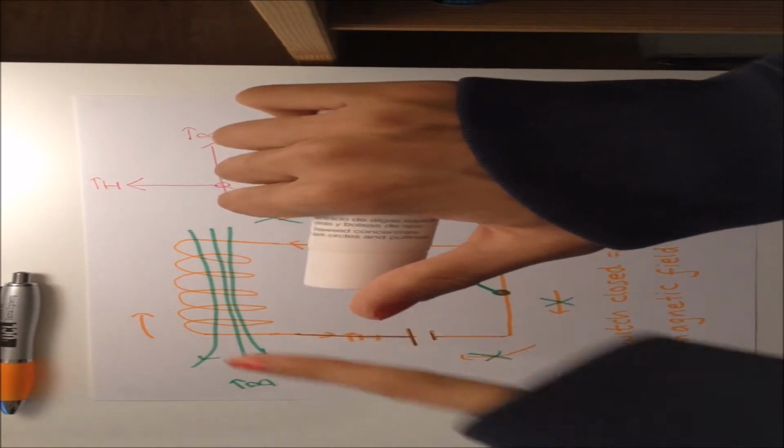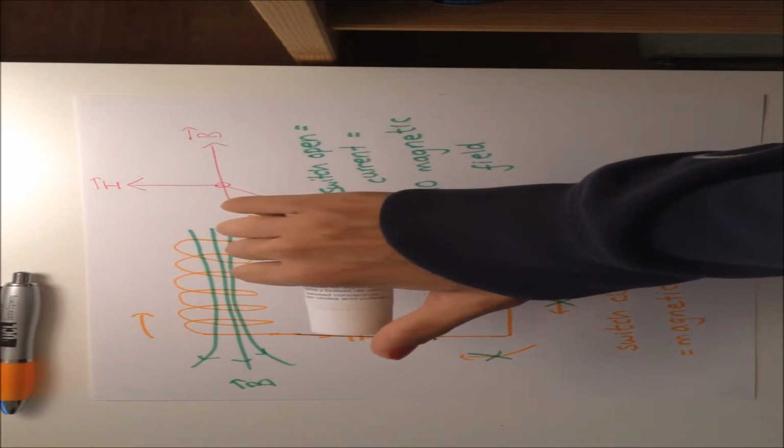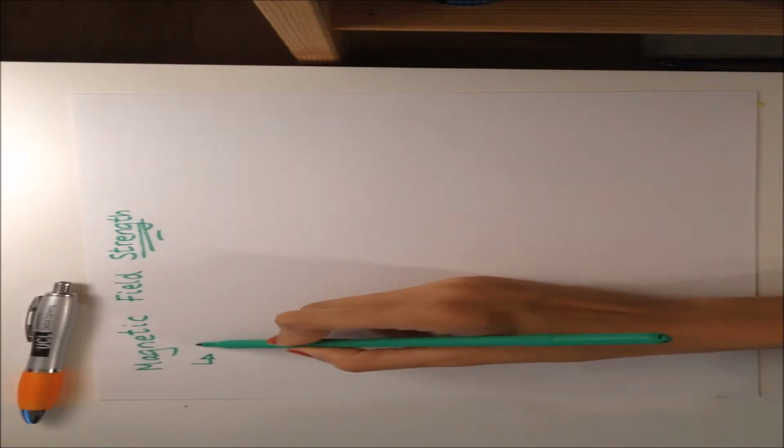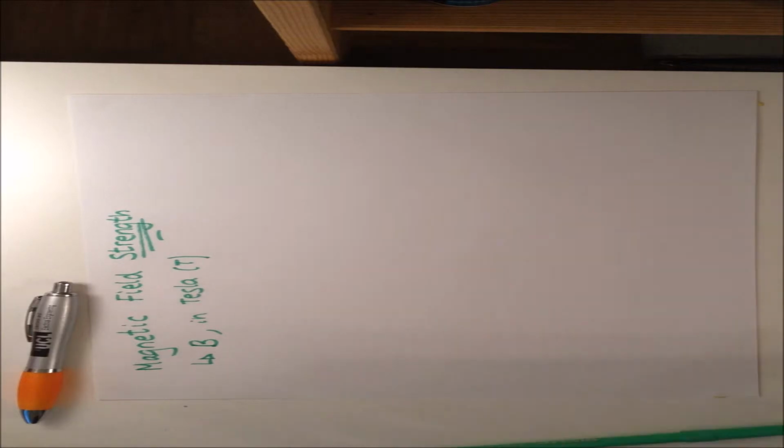current. The direction of the magnetic field can be found with the right-hand rule. If the fingers of the right hand are curled around the coil in the direction of the current flow, then the thumb points in the direction of the field inside the coil.